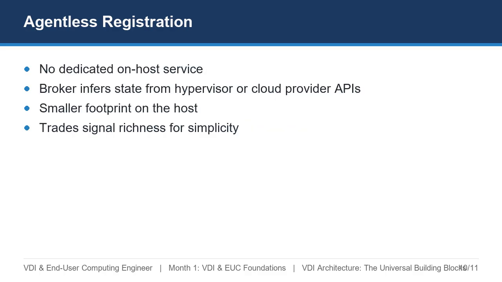The alternative, agentless registration, skips the dedicated on-host service and instead has the broker infer host state directly from the underlying hypervisors or cloud provider's own APIs. Is the VM running? Is it responding to health probes? This trades some richness of real-time signal for a smaller footprint on the host. You'll mostly encounter this term when comparing lighter weight or browser-only remote access tools against full VDI platforms, which almost universally use agent-based registration in production.